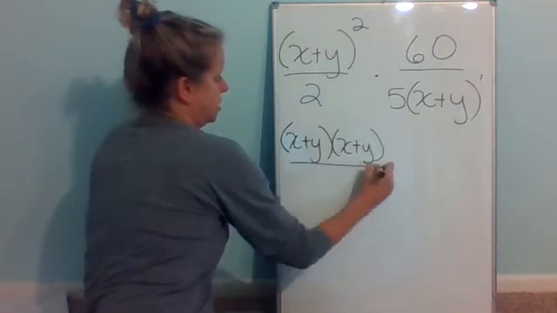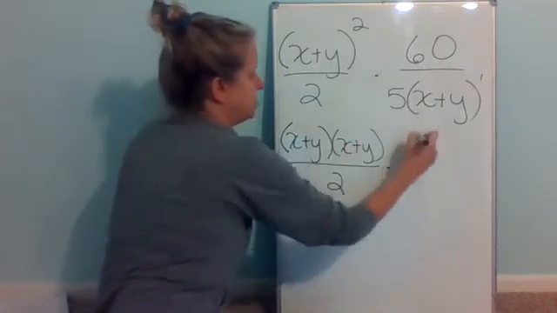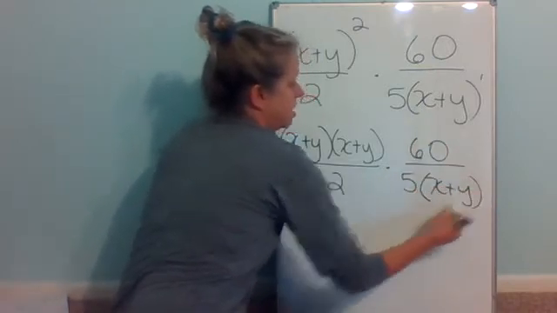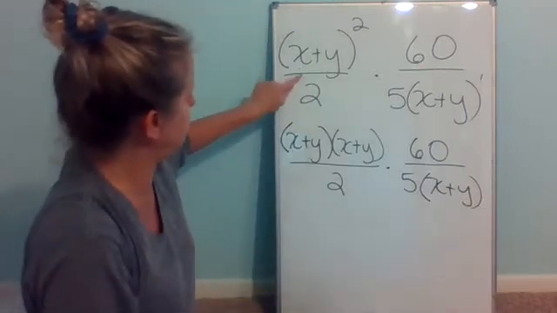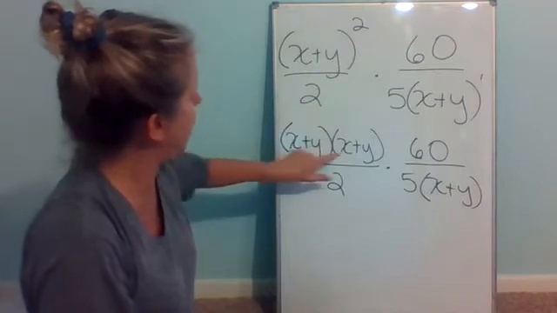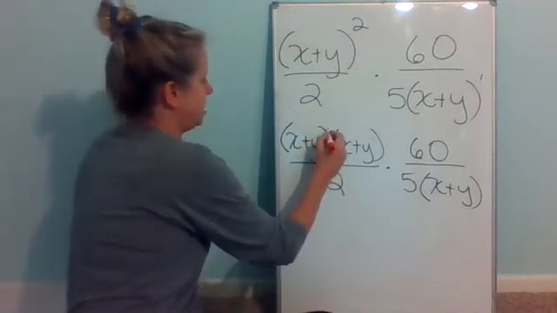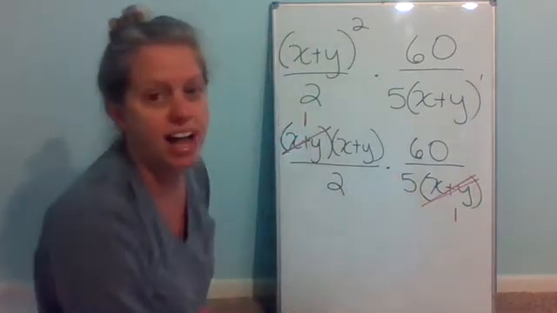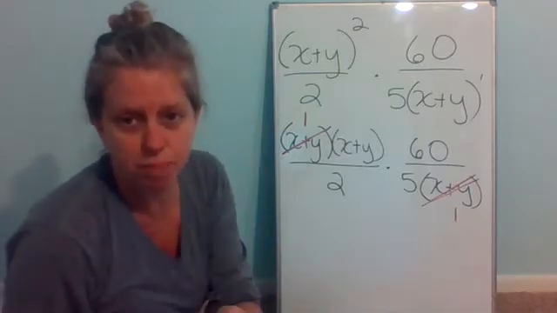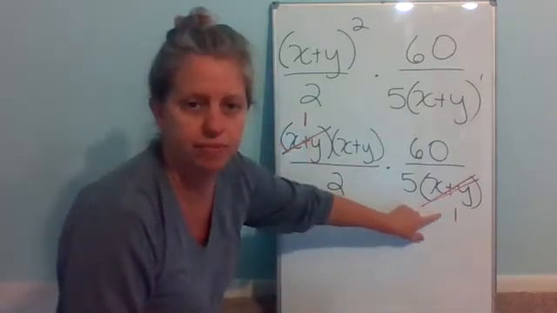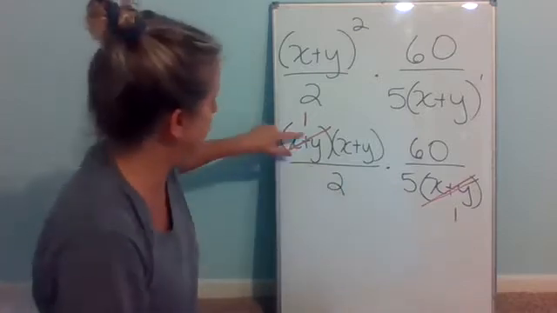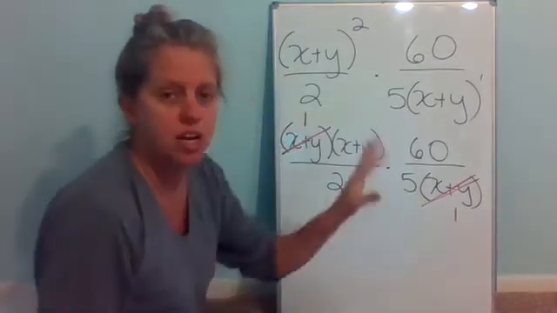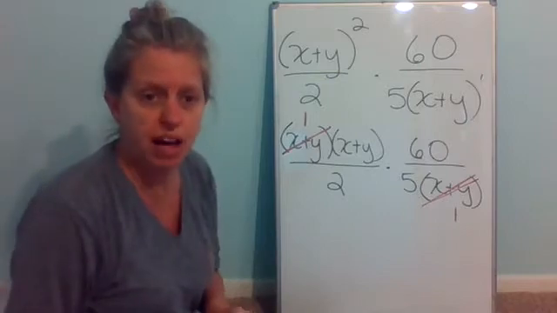Still over 2, still times 60 over 5 times x plus y. So all I did from this step to this step is rewrite x plus y out twice. So let's see, now I can see that this x plus y can cancel this x plus y. And they're not just going away, disappearing. They're turning into 1. Because what makes a 1? Anything over itself. Well, I've got x plus y over itself, which just turns into 1.